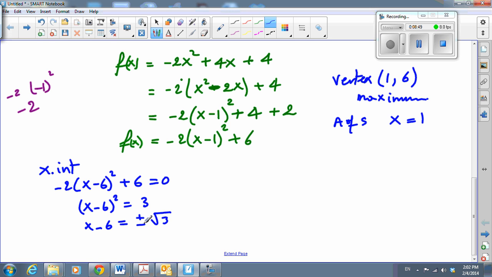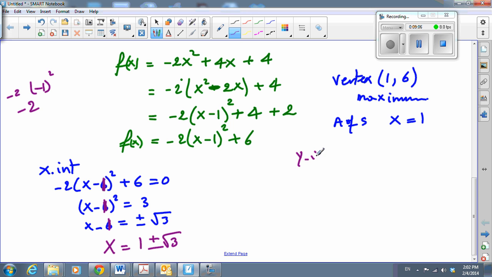And from here, where did I get the 6 from? It's supposed to be 1. All this is 1. My fault. So I'll go ahead and add 1 to say x is equal to 1 plus or minus square root of 3. Those are my two x-intercepts.